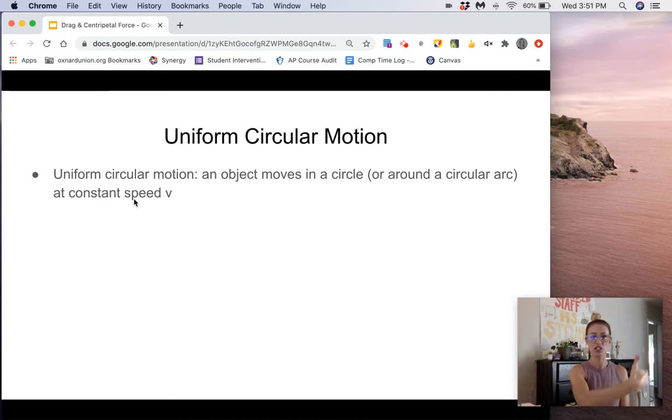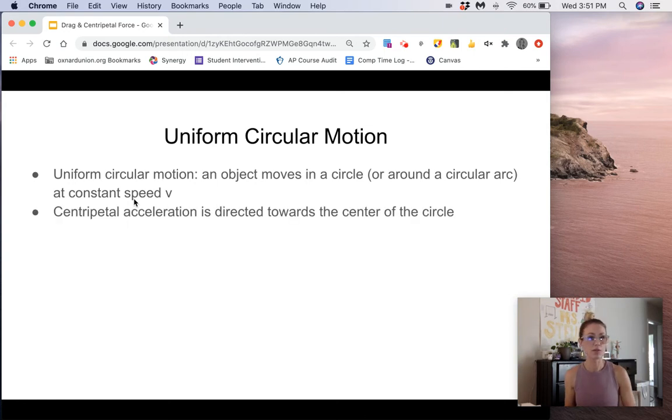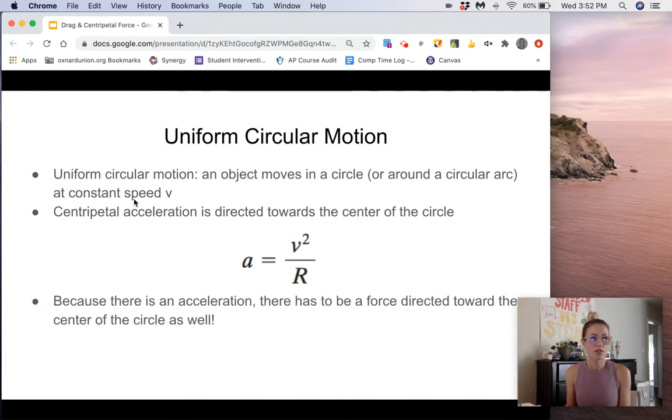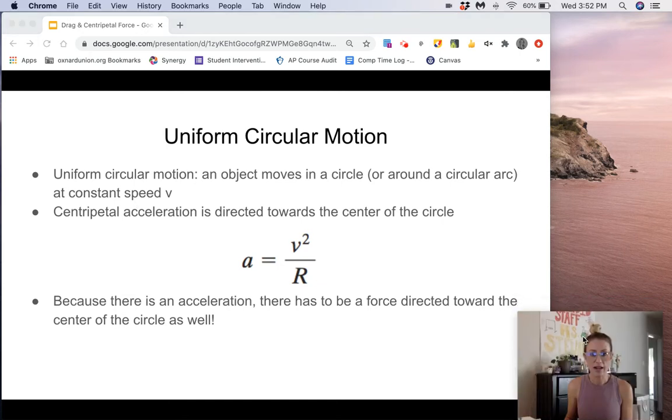is constantly changing direction. Okay, so remember the centripetal acceleration is directed towards the center of the circle, and the equation for centripetal acceleration is v squared over r, where v is our magnitude of velocity, or our speed, our constant speed, and r is the radius of that circle. So because there is an acceleration, there has to be a force directed toward the center of the circle as well. And of course, we know that force is equal to mass times acceleration. So force is equal to mass times centripetal acceleration. So mv squared over r.